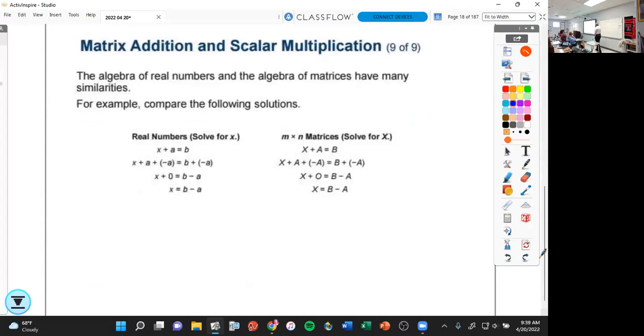The algebra of real numbers and the algebra of matrices have many similarities. For example, if I have two real numbers, x plus a, I get b. If I have two matrices that have the same order, x plus a, I get b. Everything there is exactly the same, whether we're talking about real numbers or matrices.